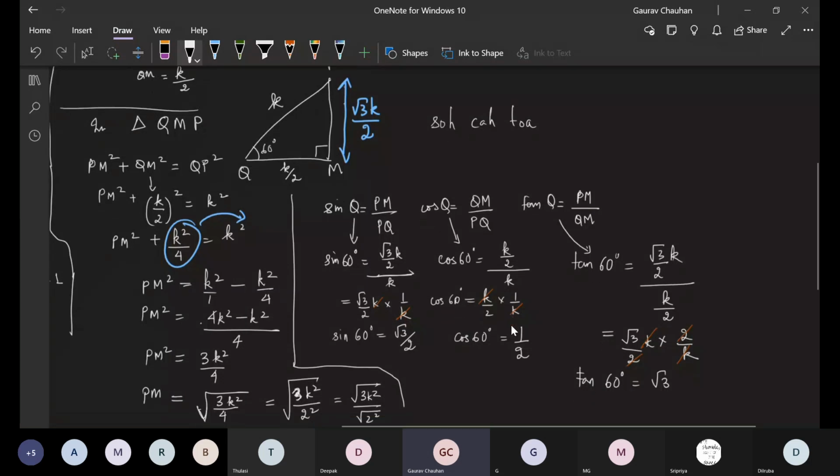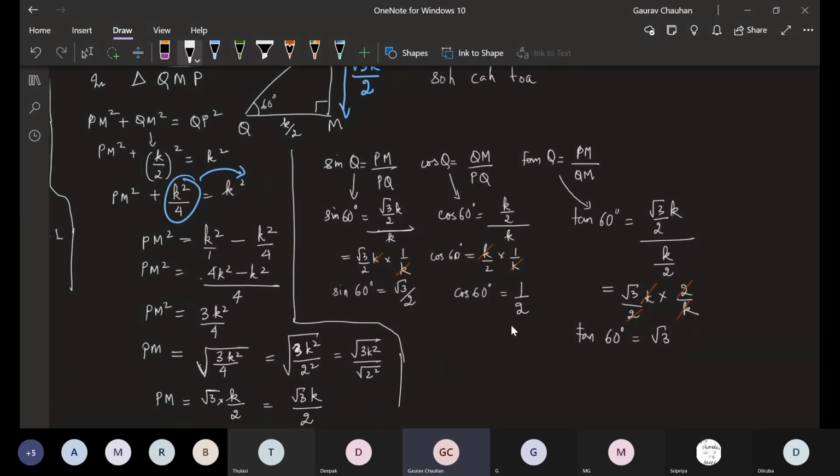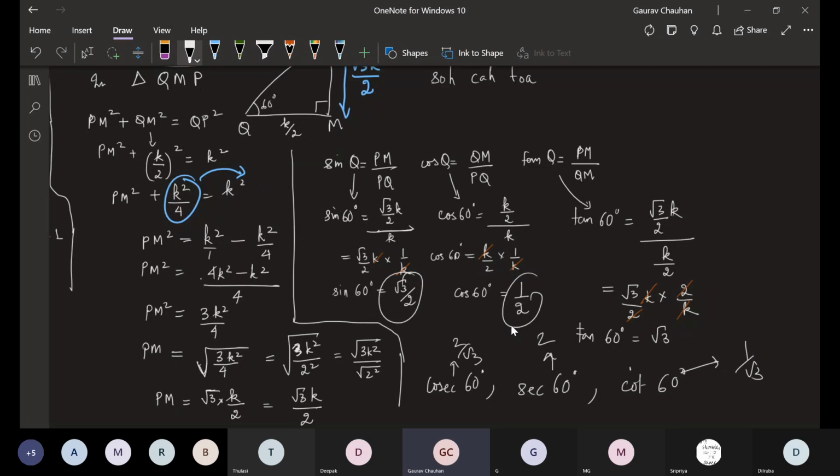Now, same way you can find out the values of cosec 60, sec 60, and cot 60. I'm not going into that. Or you can just think of these as reciprocals of these values. So this will be 2 by √3. This will be 2. This will be 1 by √3. I'm not going into that right now, but I hope we are all good with how this derivation happened, and we are convinced what the 60 degree values are.